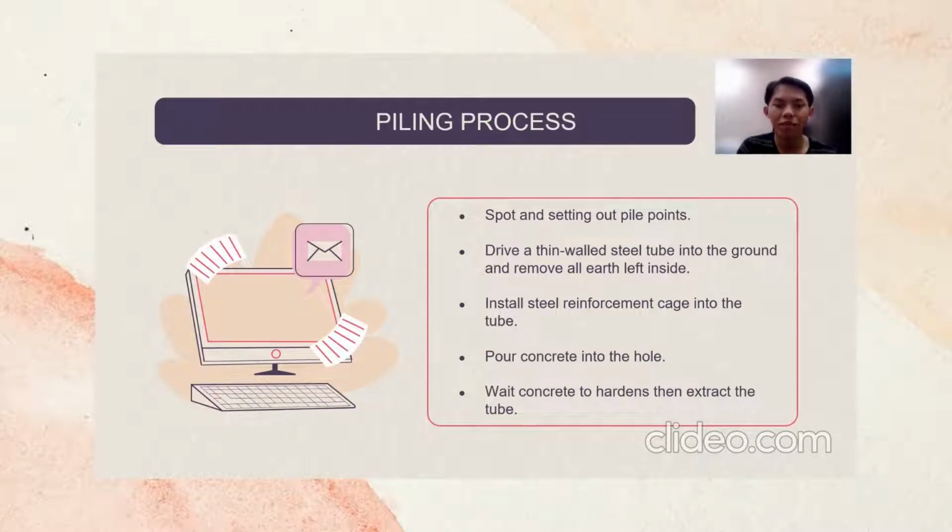We move to the piling process. The first one is spot and setting out pile points, and the second one is drive a thin-walled steel tube into the ground and remove all earth left inside. The third one is install steel reinforcement cage into the tubes. The fourth one is to pour the concrete into the hole. The last one is wait for the concrete to harden, then extract the tube.